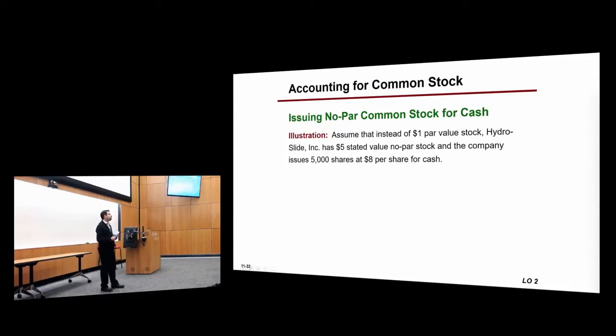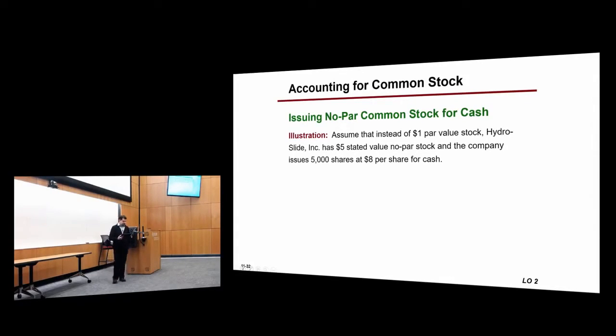Now, if the company is issuing no par common stock, but the common stock has a stated value, the stated value is treated in the same way as par value. The difference will be in the word. You replace par value by stated value. So you would have paid-in capital in excess of stated value. Like for example, assume that instead of $1 par value stock, Hydro issues $5 stated value. It has no par value. It has a stated value of $5.